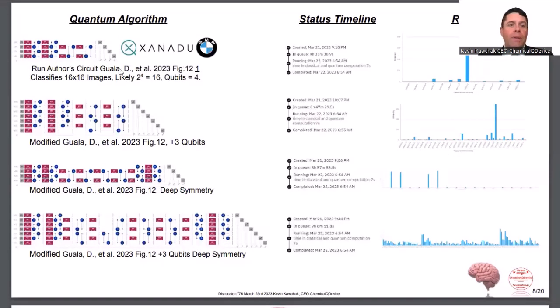Now, the Xanadu BMW paper I'd mentioned before, this 4-qubit circuit, their circuit, they said they can do 16 by 16 images.